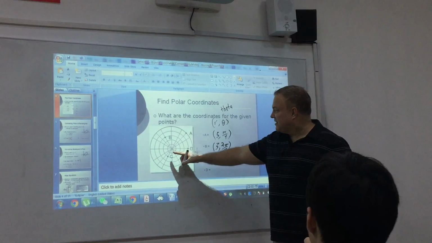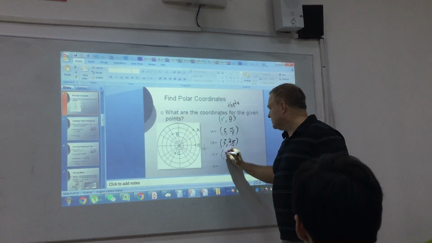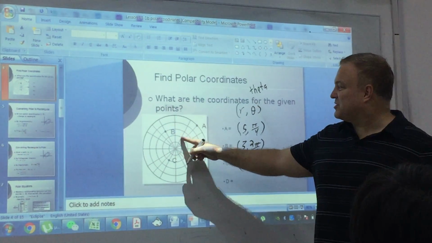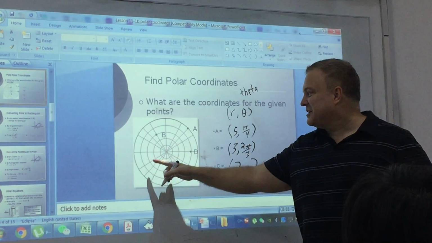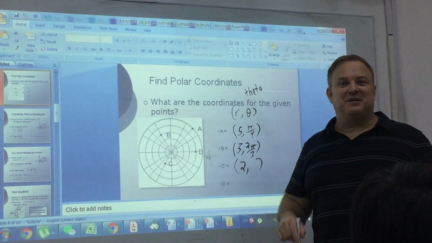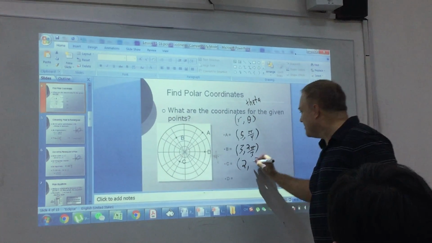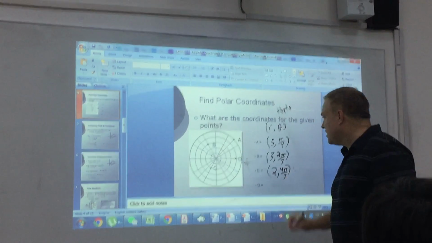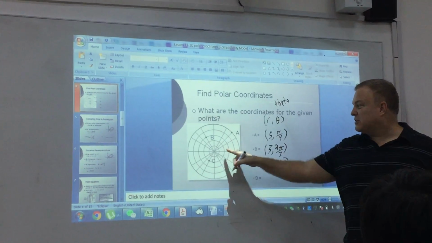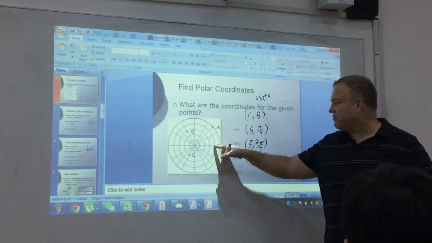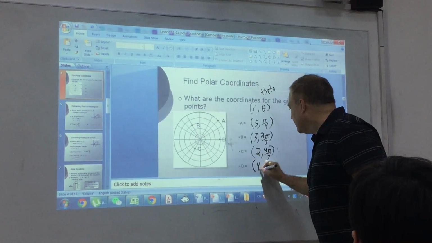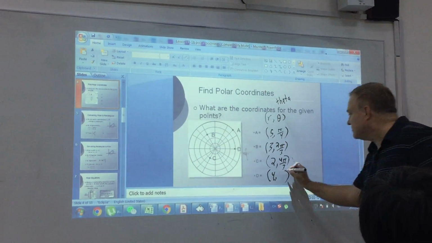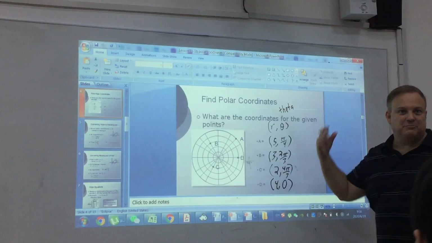Point C, r is 1, 2. What is the theta? 1/6, 2/6, 3/6, 4/6, 5/6, 6/6, 7/6, 8/6. 8/6 we can write as 4 pi over 3. Good. Point D. Notice r is 1, 2, 3, 4. And here's a tough one. What angle is that? 0. And there you go. Okay?